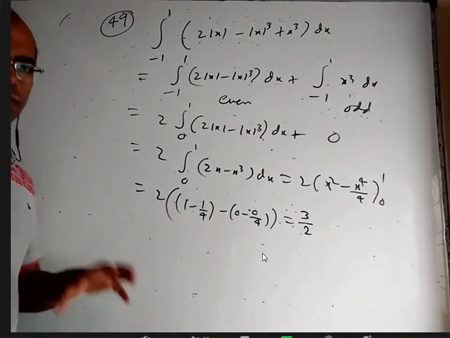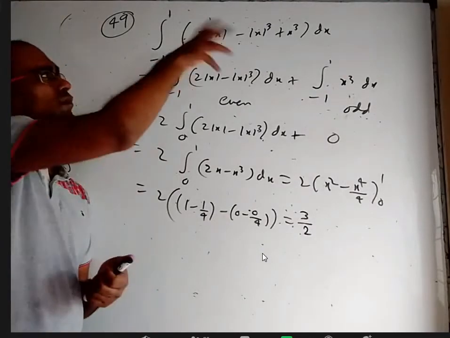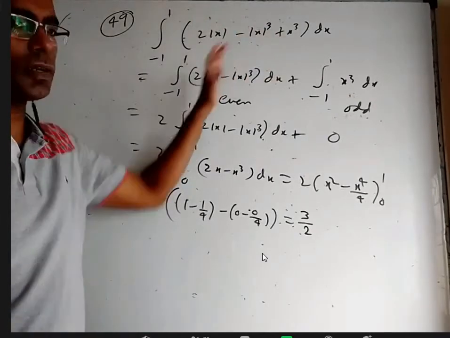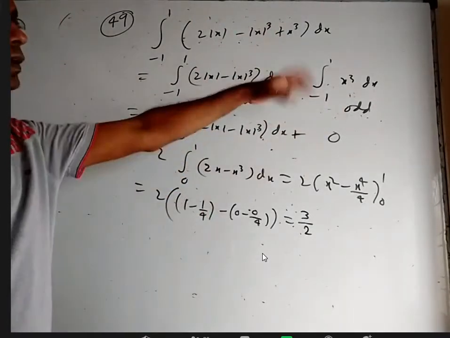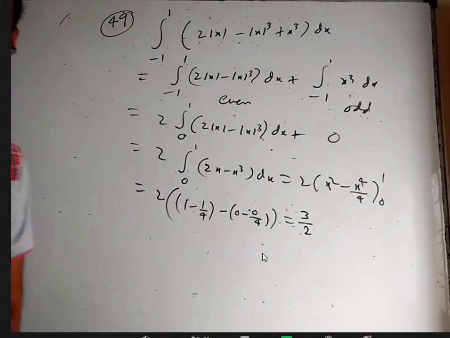Okay, so in the beginning we are seeing some questions which are purely even, which are purely odd. Sometimes you'll find a function which totally is not even or odd, but part of it is even, part of it is odd. You have to split it. And the odd part you can neglect, and the even part you can take care of and do the integration properly.